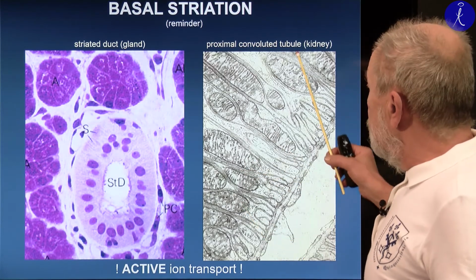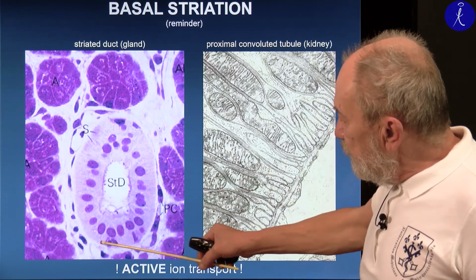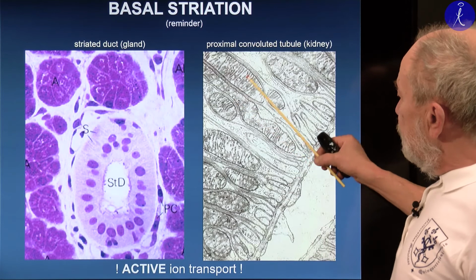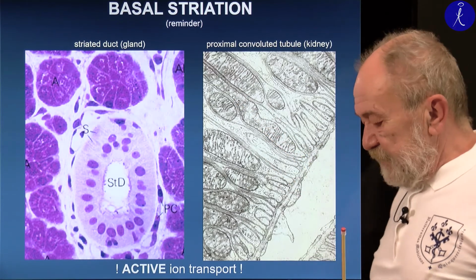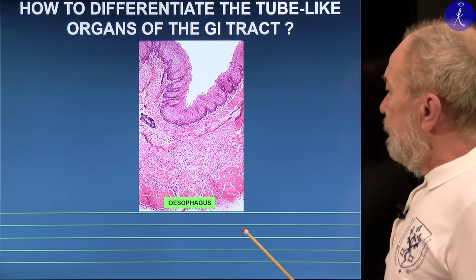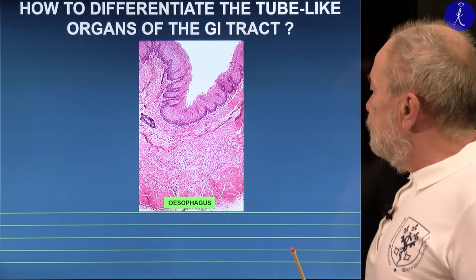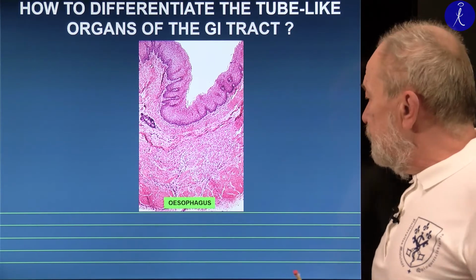Everyone can figure out why this structure should appear eosinophilic at the bottom of the cell, because everything is rich in membranes. As we said at the beginning, I told you that we should come back to this point. Then, how to differentiate between the organs of the GI tract.